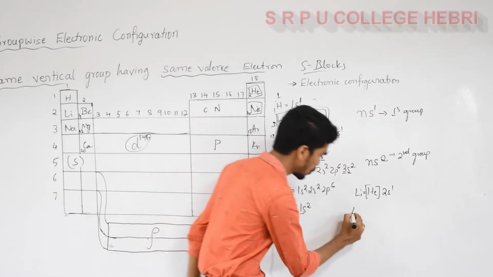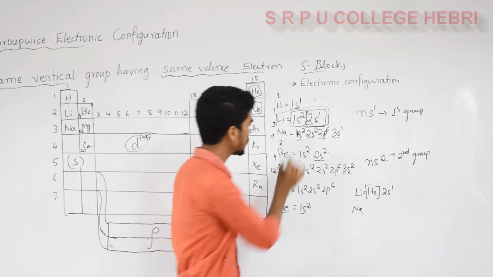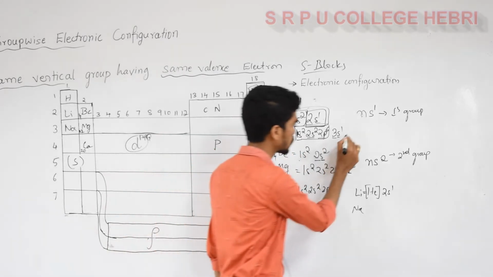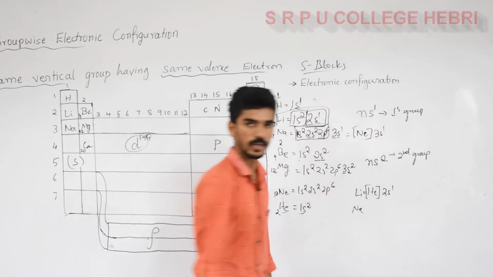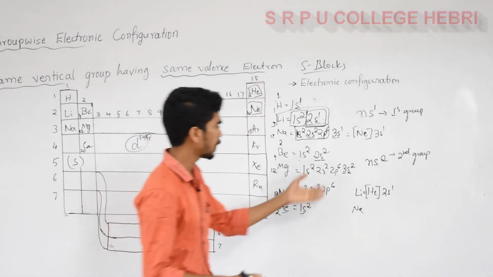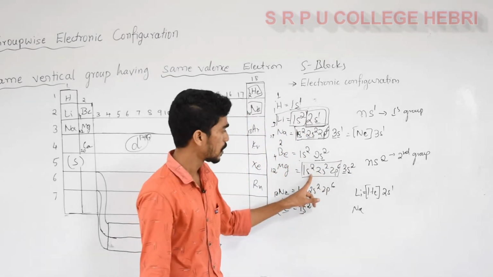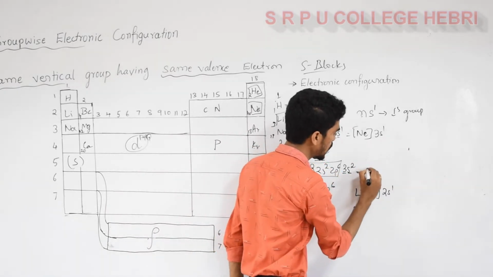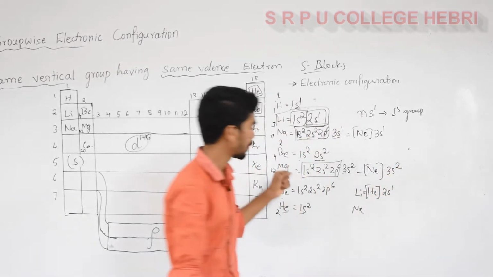Next I'll take sodium. Just see sodium: 1s2, 2s2, 2p6. This electronic configuration is equal to the neon electronic configuration. So I can write here neon with 3s1. The same thing will repeat for all elements. For example, if you take Mg, the electronic configuration is 1s2, 2s2, 2p6, which is equal to the neon electronic configuration. So we can write neon with 3s2 for magnesium.